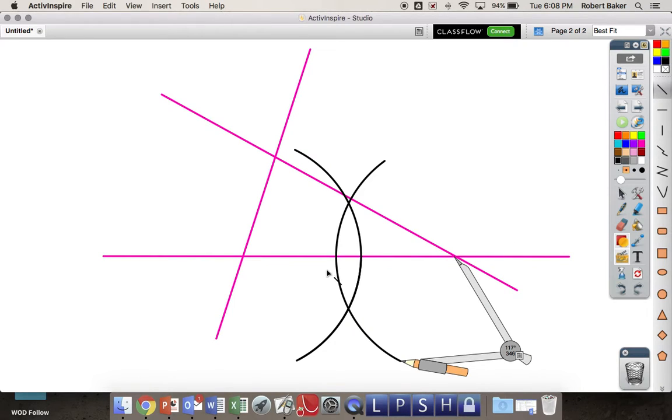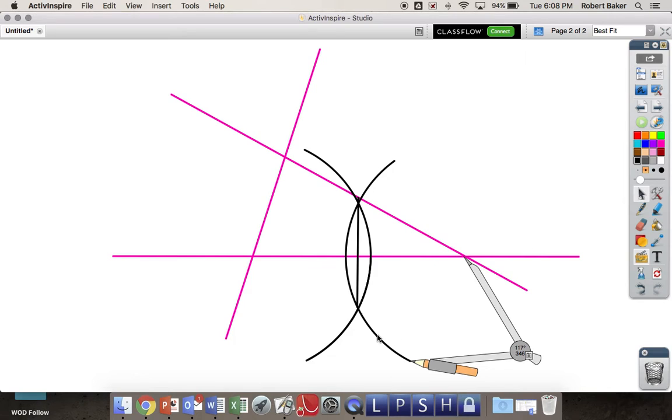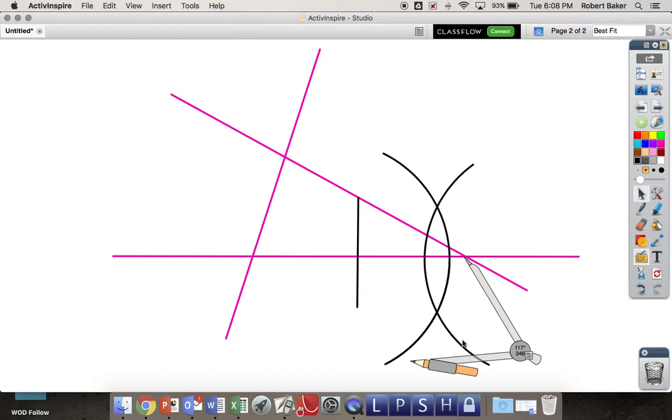So I'm going to do that here in black. From this point to this point, all the way to the other side of the triangle, that is my perpendicular bisector. Now here's what I'm going to do. I'm going to erase these construction marks to eliminate any confusion. And my perpendicular bisector goes from here to here. Okay, so that is the perpendicular bisector of this side of the triangle.